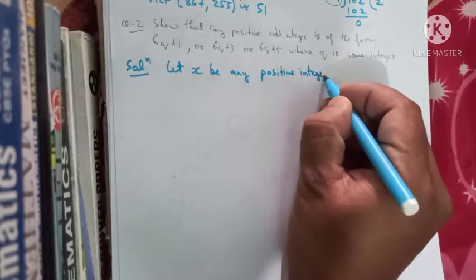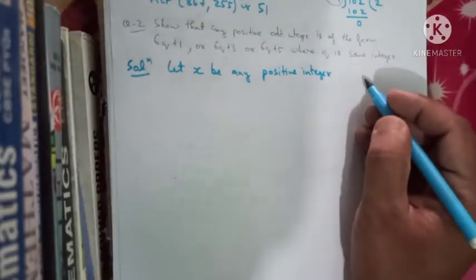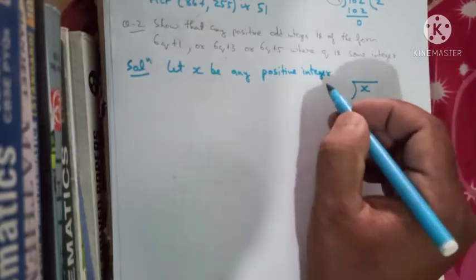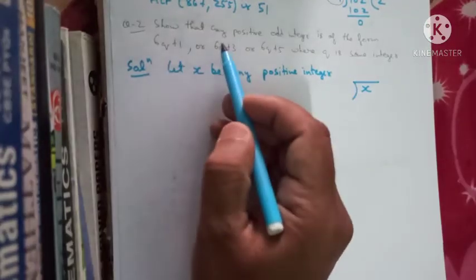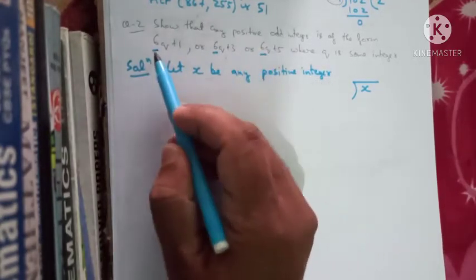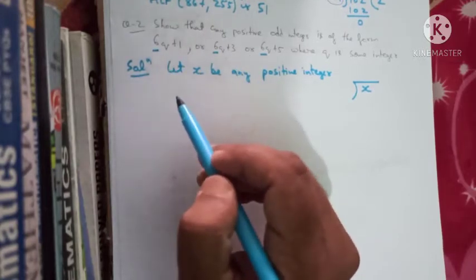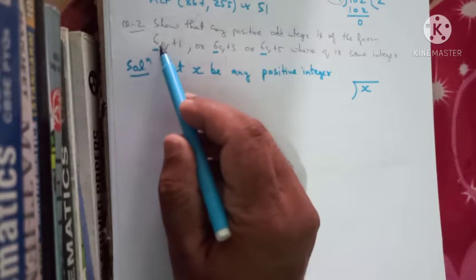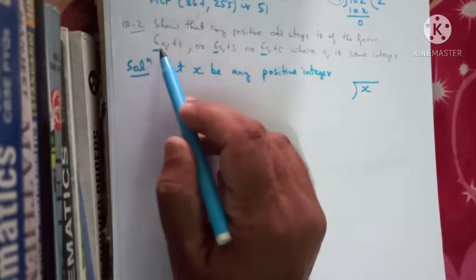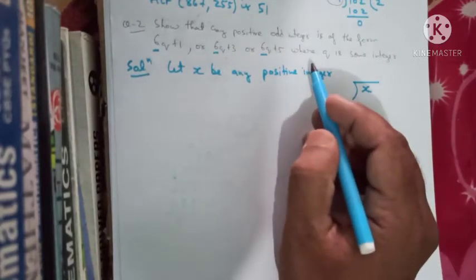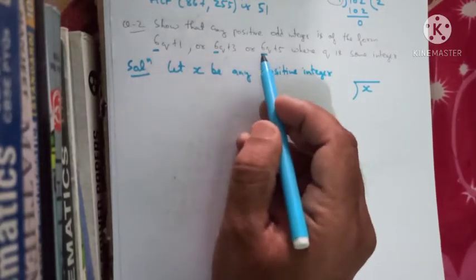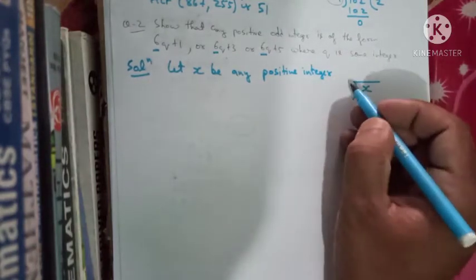Like in the previous questions, I am dividing this integer x by, since we have to show that it is of the form 6q plus 1, 6q plus 3, 6q plus 5, we will be taking 6 as the divisor. Divisor into quotient plus remainder. Now in all the three cases the divisor is 6 only. So we will divide it by 6.